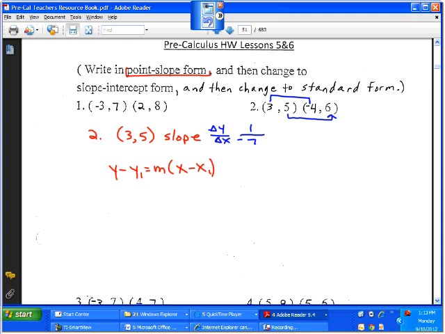But we don't put the negative on top. We would make it negative 1/7 because we don't like to leave a negative in the denominator. That's kind of a no-no to do that, right? So my slope is negative 1/7.